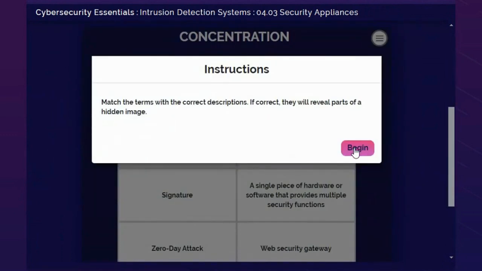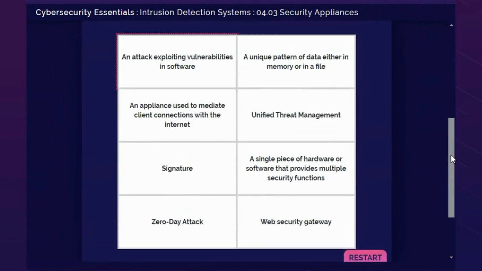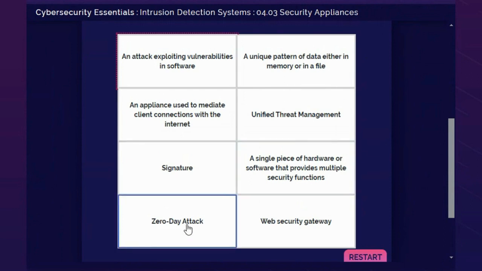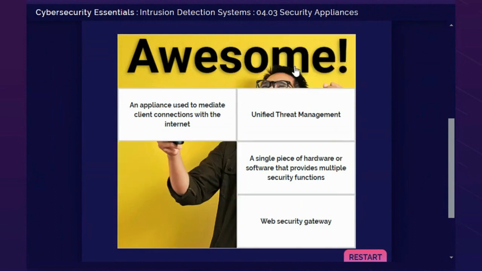All right, then we want to match this again with another hidden image behind there. Let's see what we can match up here. Well, we just talked about a zero-day attack, so that would be an attack exploiting vulnerabilities. What else do you see that matches there? Appliance used to mediate client. Let's see. Signature and a unique pattern of data. Okay, perfect.